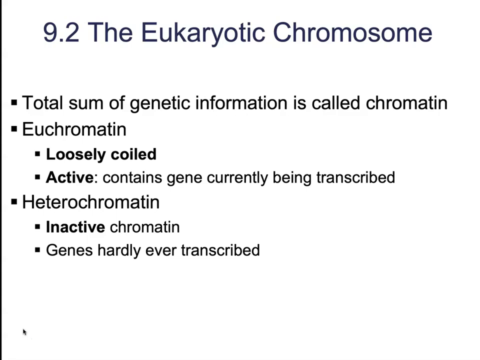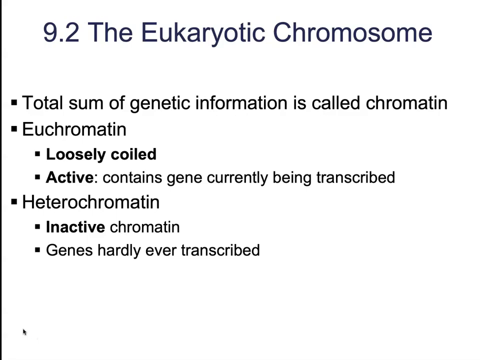Euchromatin is really only going to be found during the stage of interphase. Interphase is when we have euchromatin. It's going to be loosely coiled and active. We're currently transcribing genes. We're currently synthesizing new DNA. At this stage, you won't actually be able to see the DNA underneath the microscope.